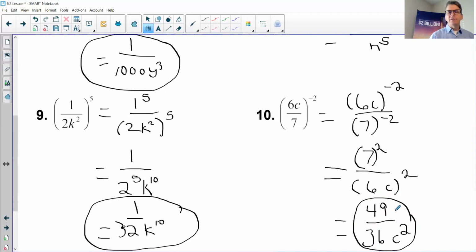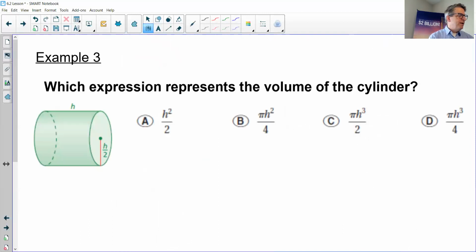Two final examples today. Example 3. Which expression represents the volume of the cylinder? Okay, so volume of a cylinder is pi times r squared times the height.